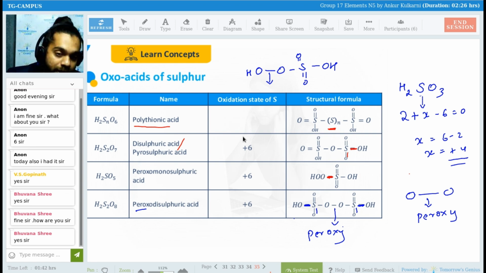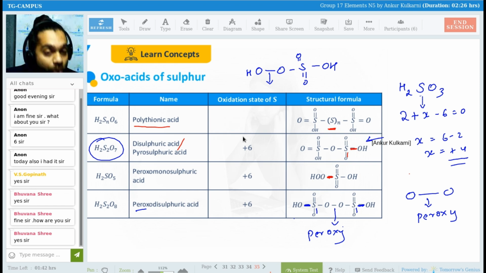Oxidation state definitely can come in the exam. And they will not give you H2S2O7 or the structure directly. They will ask you, like, tell us how many S double bond O are present in pyrosulfuric acid. They know you do not remember the name, that's why they will ask how many S double bond O are present in pyrosulfuric acid.